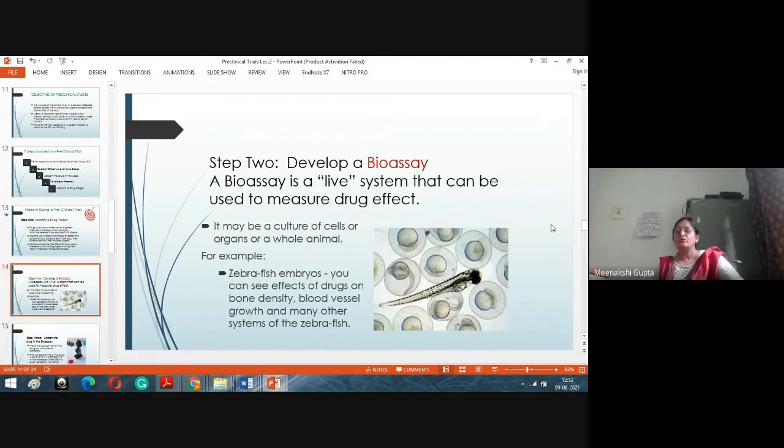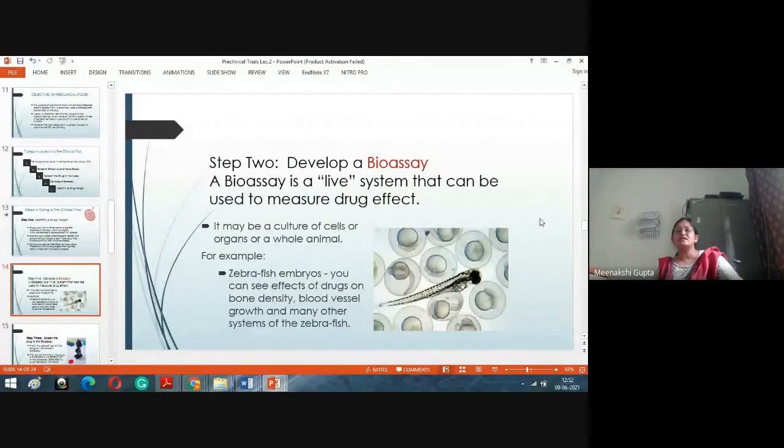Okay, so just to measure the drug effect, we use different bioassay techniques. So cell culture is one of them. Then organ culture can be there, and it can also be done on whole animal. Okay, biological testing. So this is clear to everybody?